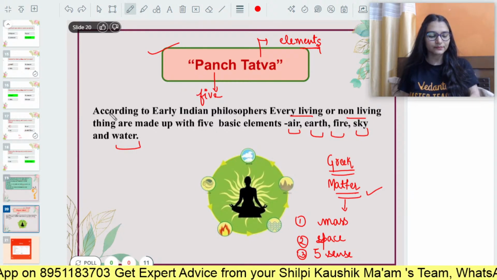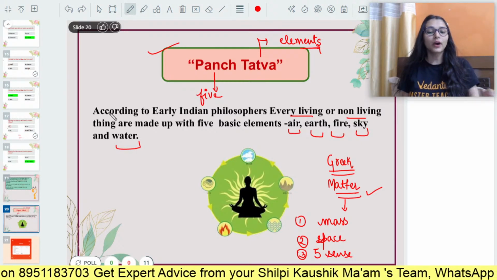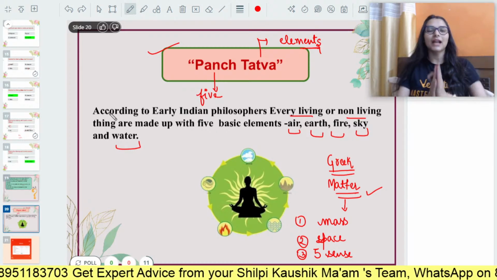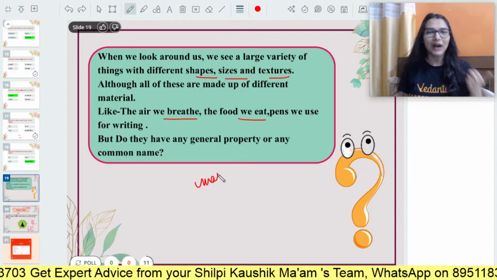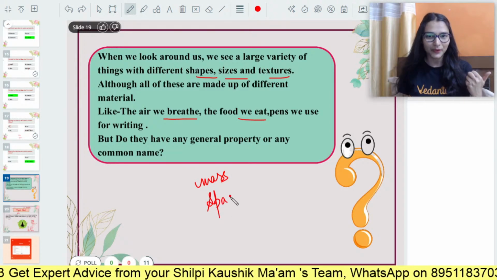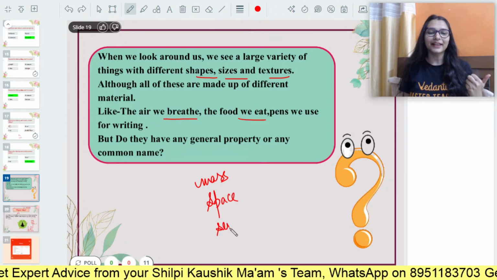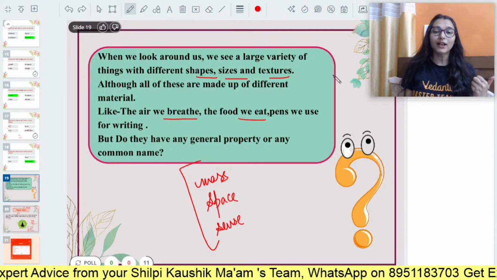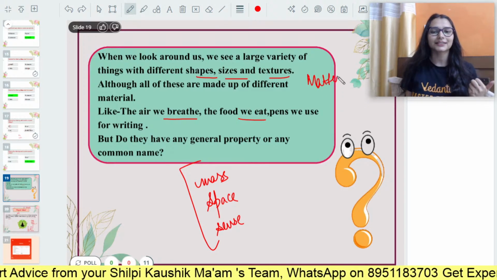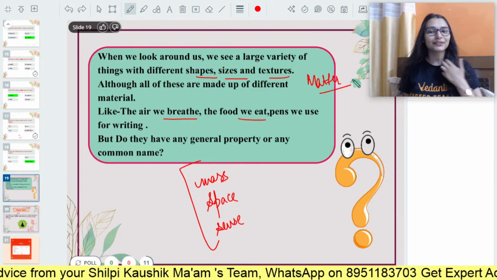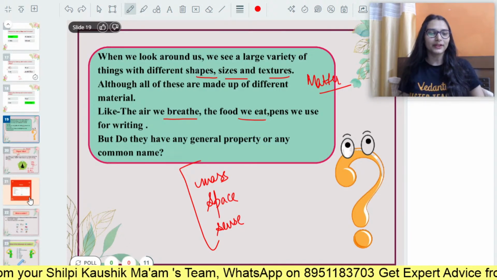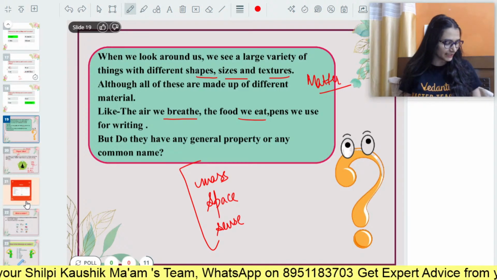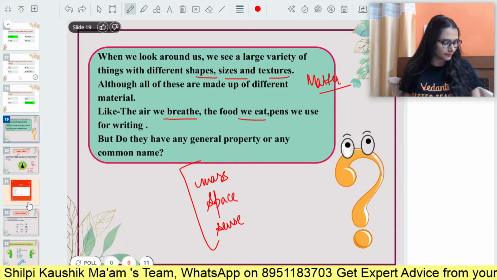Yes, Navjot, right. What was common in all these things around us? The common thing is that they all have some mass. They all occupy some space. Their presence can be felt by our senses. So it means all these things are matter. Okay, they all fall under the category of what? Matter. Okay, that was the point basically, right? Give me more examples. Yes, very good.